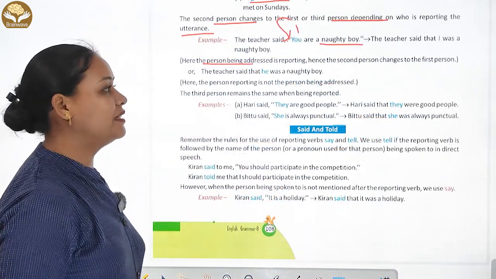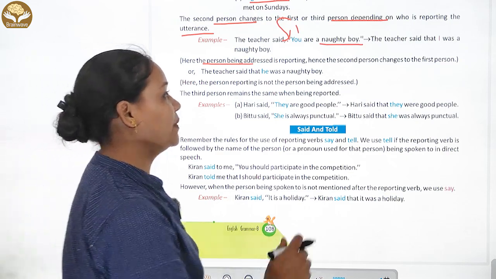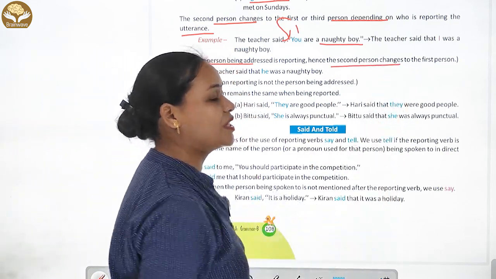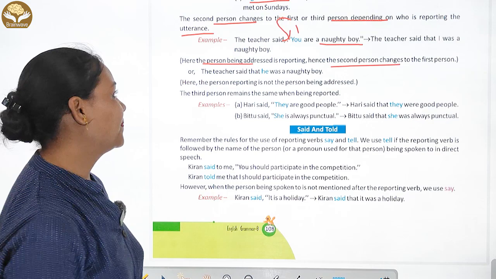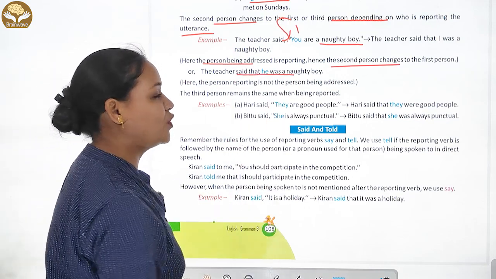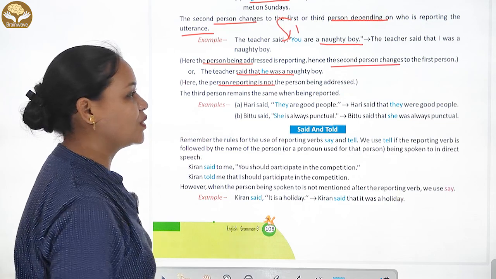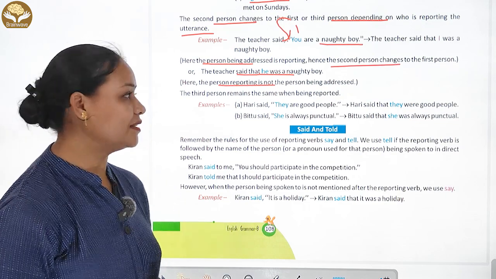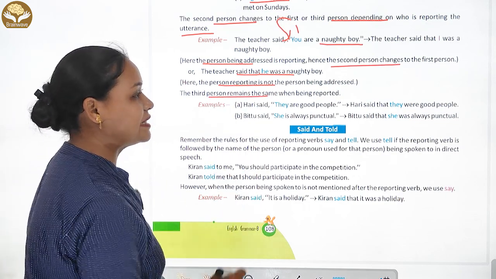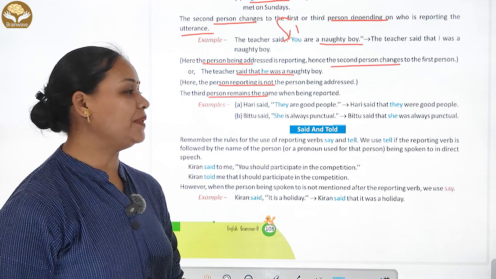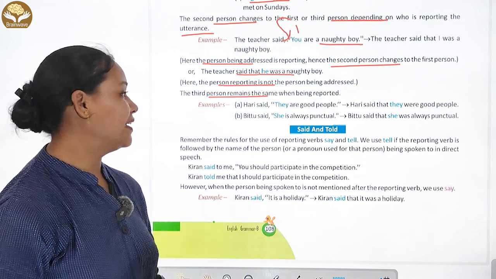Here the person being addressed is the one reporting the speech. Hence the second person changed to the first person. Or the teacher said that he was a naughty boy. Okay. चलिए, here the person reporting is not the person being addressed. The third person remains the same when being reported.